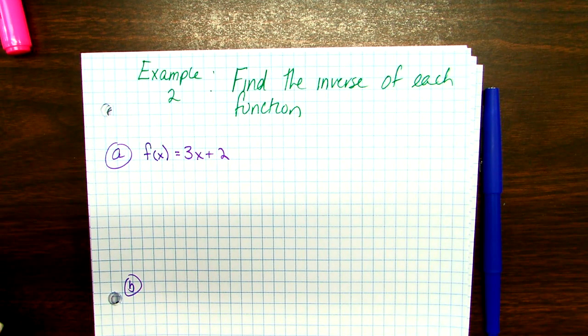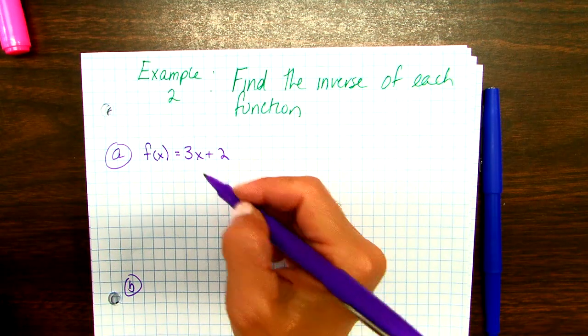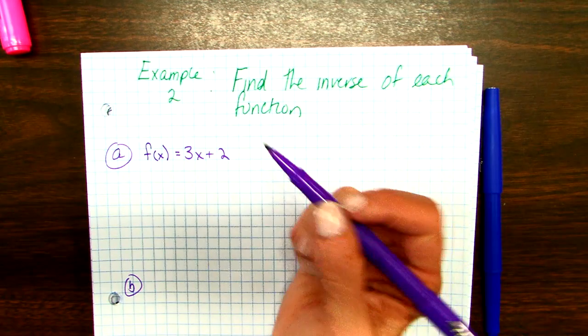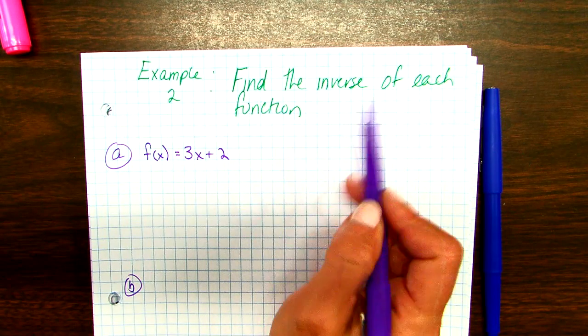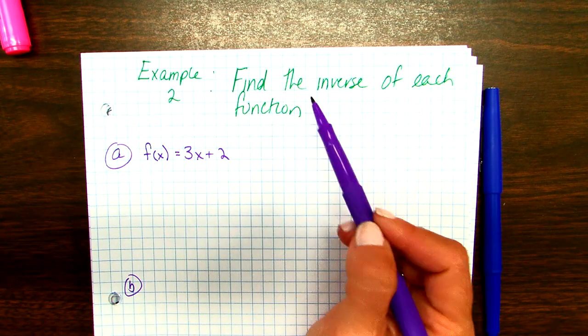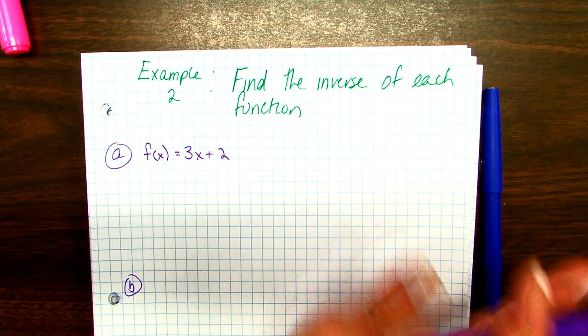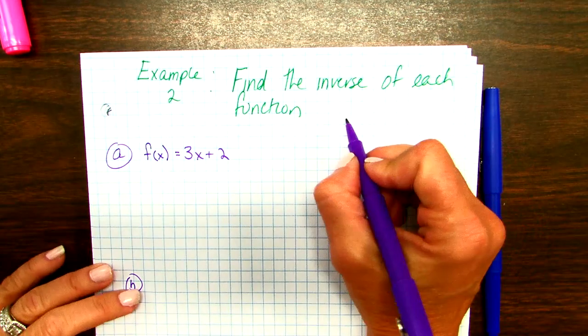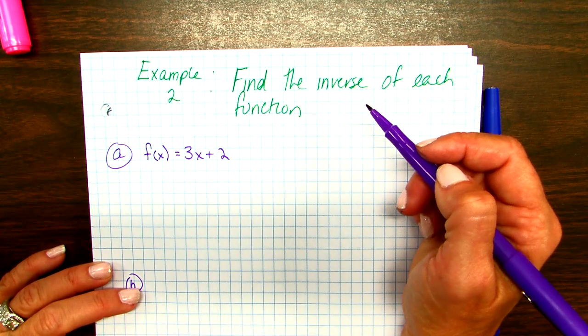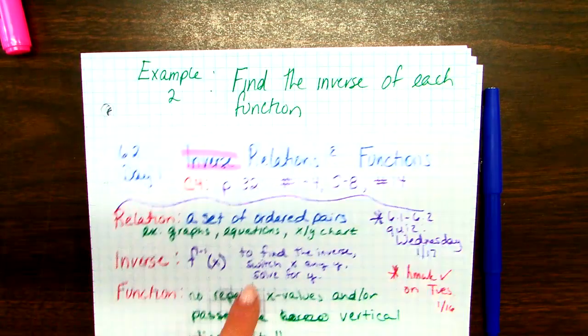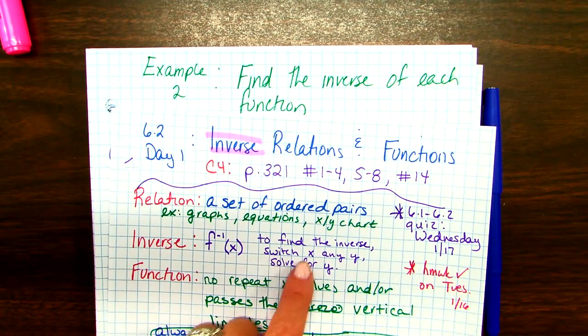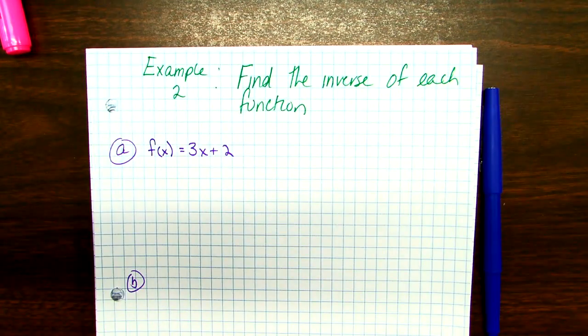There's a relation. If I graphed that, what would it be? A line, right? Because it's x to the first, it's linear. We already know that the inverse of it is a function, but this isn't even asking us. All this example is saying is just find the inverse. What would it be? So remember, we're going to switch x and y, solve for y. Remember, we wrote it on the first page. To find the inverse, switch x and y, solve for y.